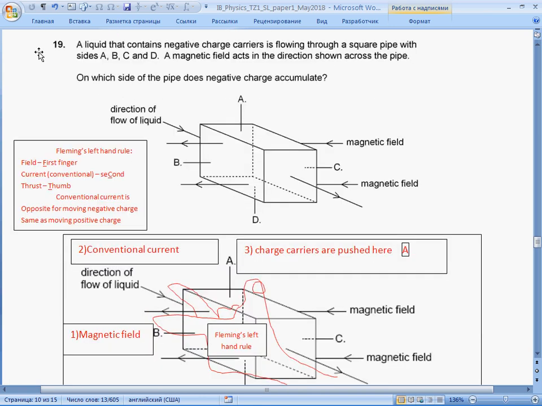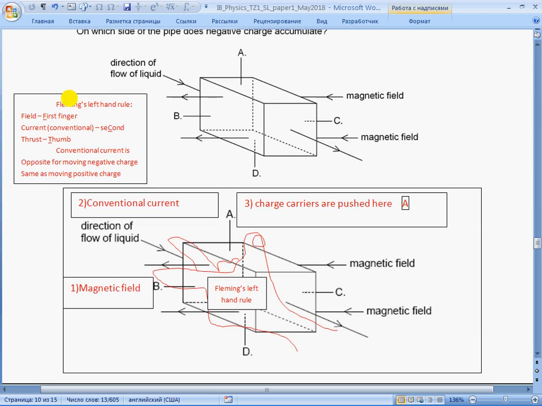A liquid that contains negative charge carriers is flowing through a square pipe with sides A, B, C, D. A magnetic field acts in the direction shown across the pipe. On which side of the pipe does negative charge accumulate? Here we should recall Fleming's left-hand rule. So we put the left hand in such a way that the first finger is pointing to the field, the second finger to the conventional current, and the thumb shows the thrust.